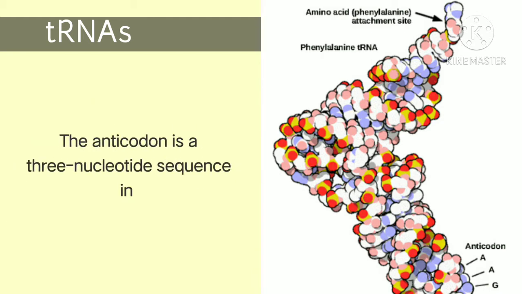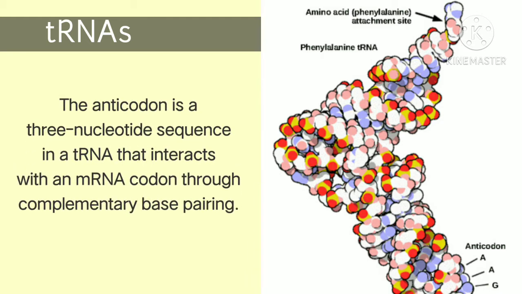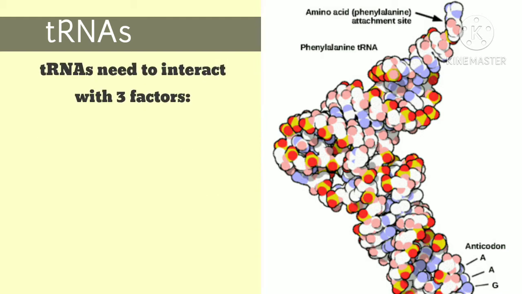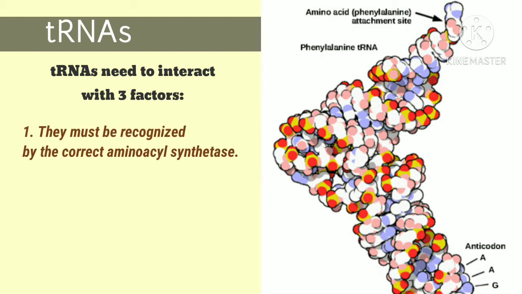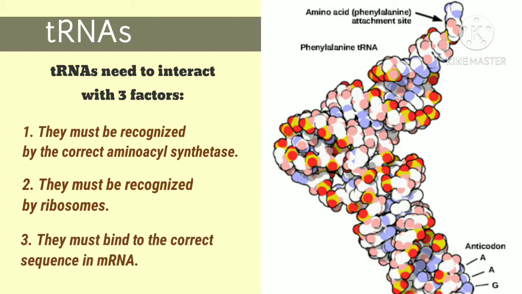The anticodon is a 3-nucleotide sequence in a tRNA that interacts with an mRNA codon through complementary base pairing. tRNAs need to interact with three factors. First, they must be recognized by the correct amino acyl tRNA synthetase. Second, they must be recognized by ribosomes. Third, they must bind to the correct sequence in mRNA.